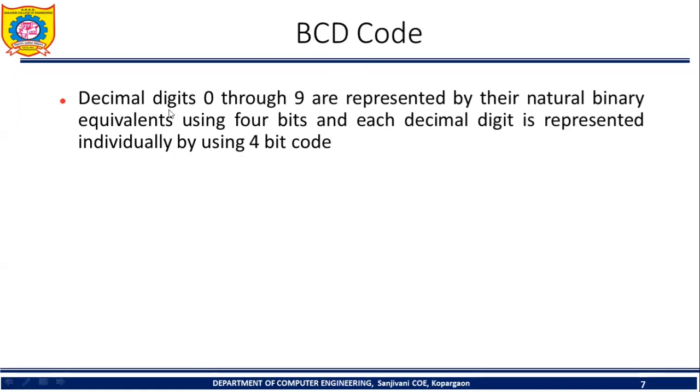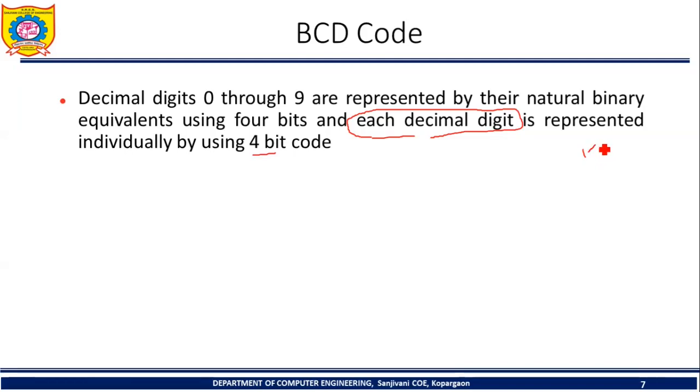In BCD code, decimal digits 0 through 9 are represented by their natural binary equivalent using 4 bits. So if you know the binary equivalent of these digits 0 to 9, then you can easily represent any decimal number in BCD form. And each decimal digit is represented individually by using 4 bits. This statement is important: in case of BCD, each decimal digit is represented individually by using a 4-bit binary code.